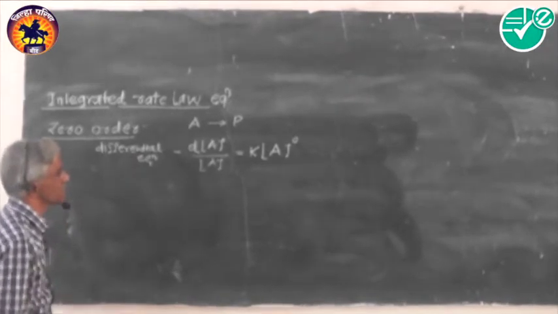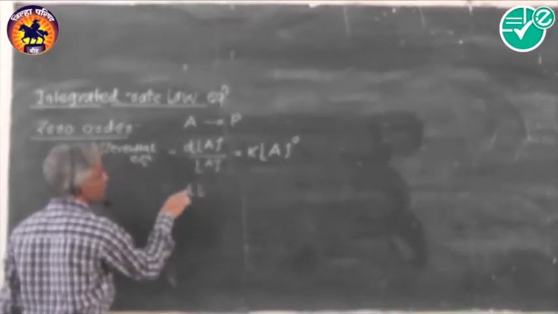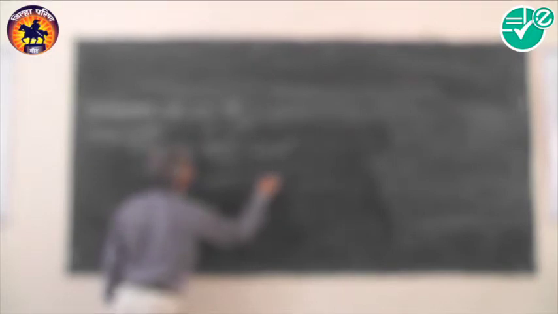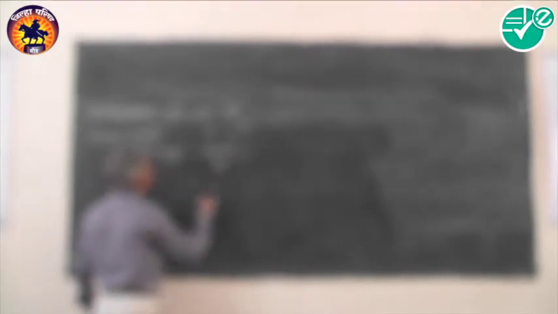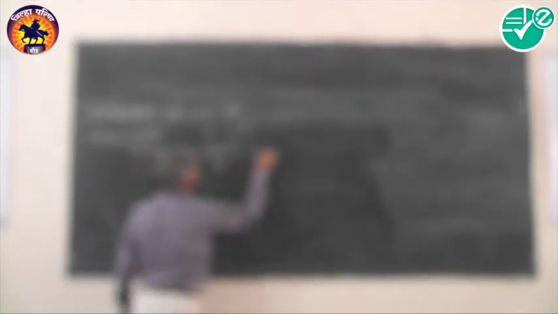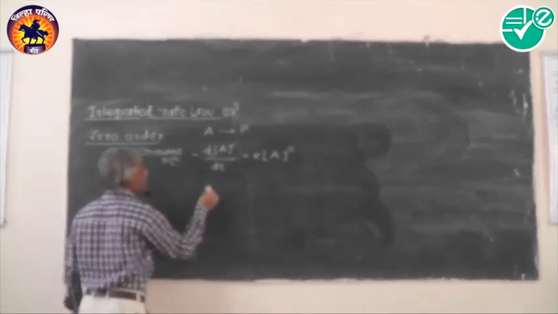Now rearrange this equation. Differentiation, it is the rate of change of concentration A will be equal to minus k concentration of, now this, just a minute, sorry. It is the differentiation, rate of change of concentration A with respect to time, dA/dt equal to k A raised to 0. Now rearrange this equation.